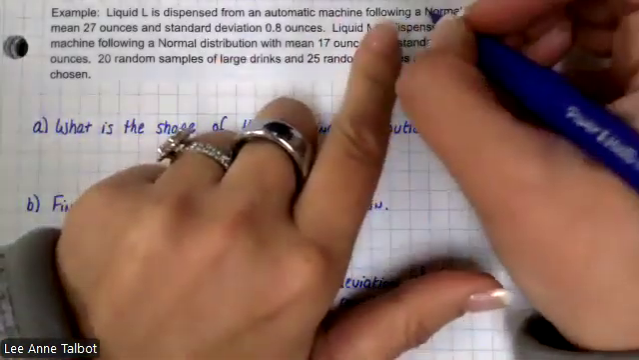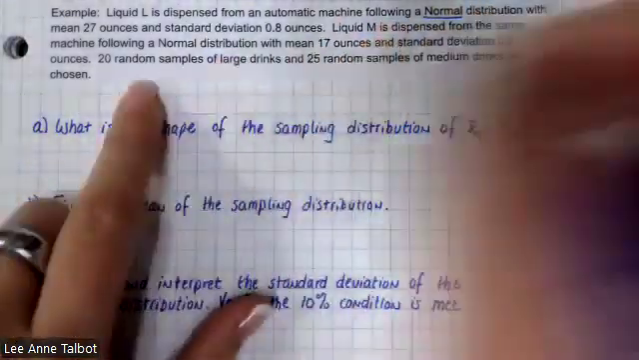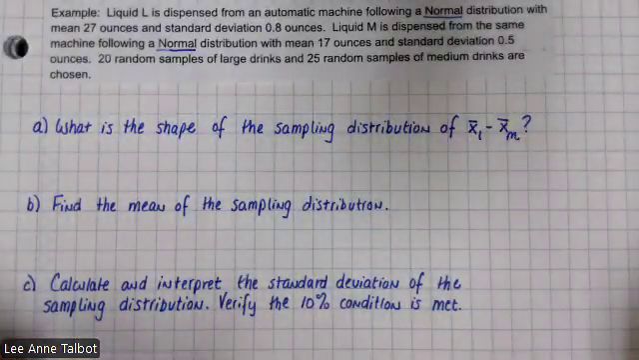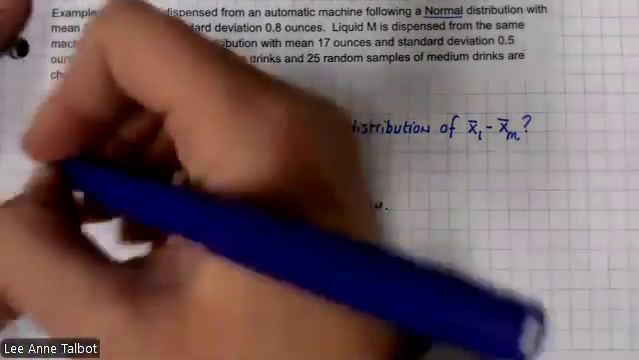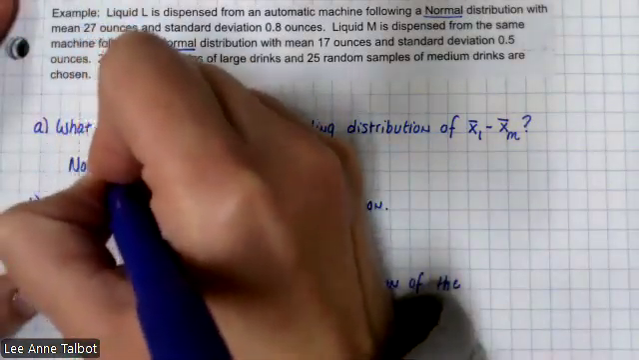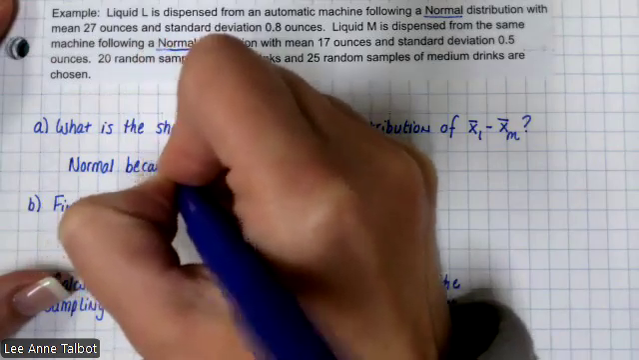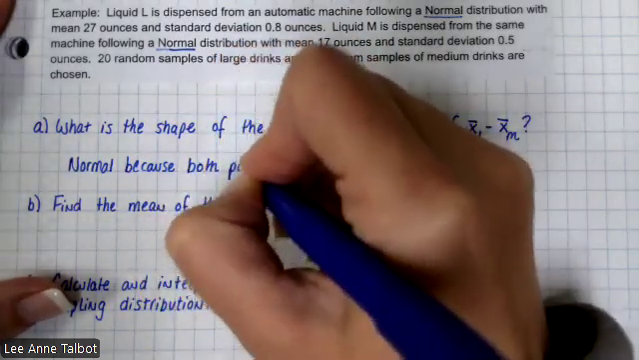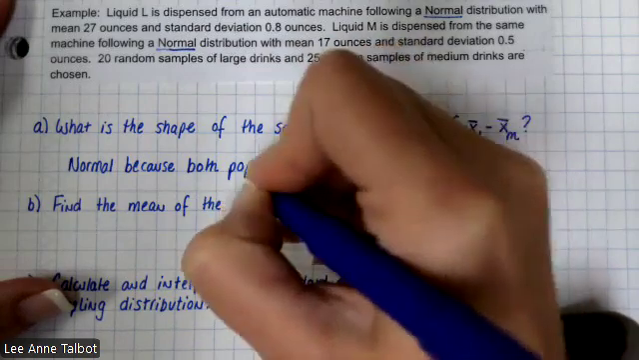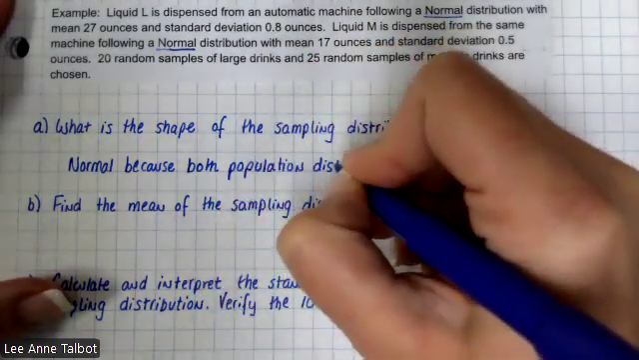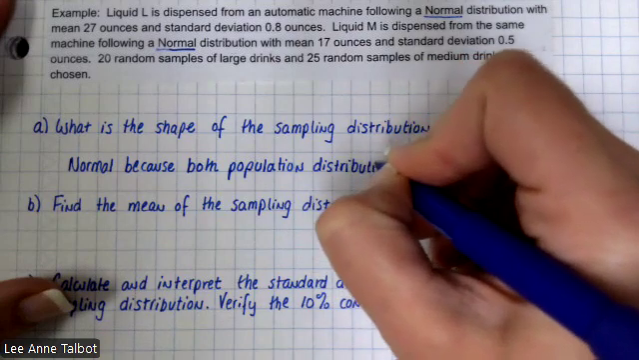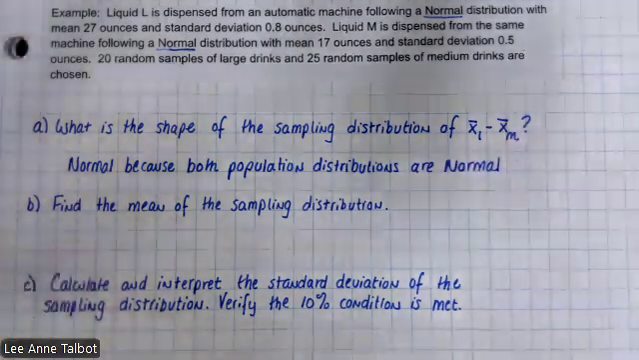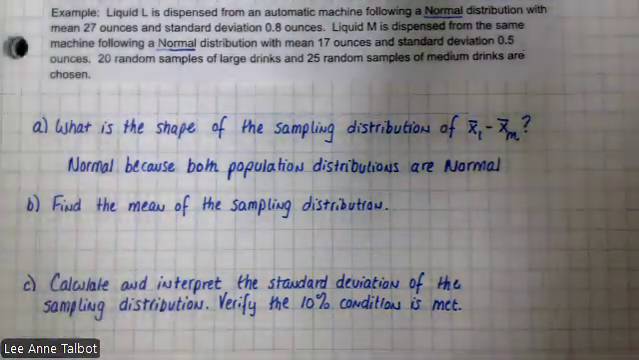Okay, so I'm going to come up here and I see that this says normal and I see that this says normal. So which bullet point does this satisfy of my top bullet points? First one. Okay, so we say normal because both population distributions are normal.